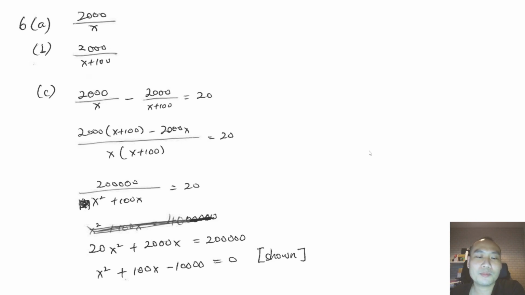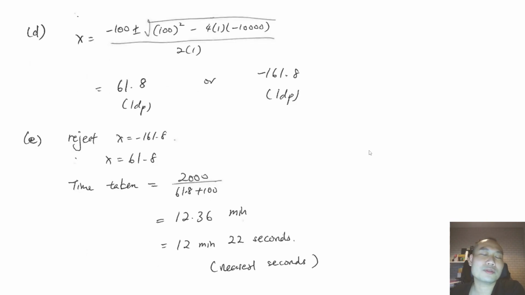x squared plus 100x minus 10,000 equals 0. After that, can we factorize? Well, not the most factorization friendly equation. So just use the formula. You're allowed to do that, right? Use the quadratic formula. We'll discover that x is either 61.8 or negative 161.8, rounded off to one decimal place.